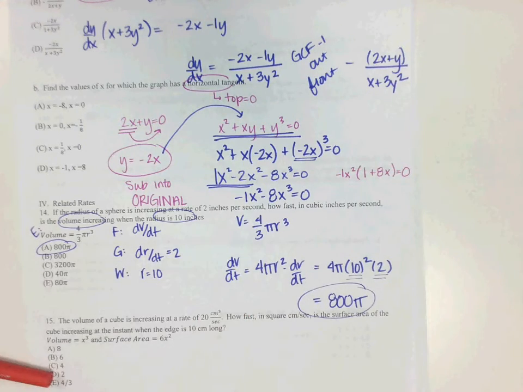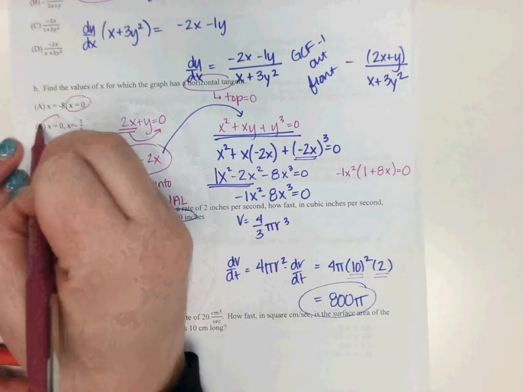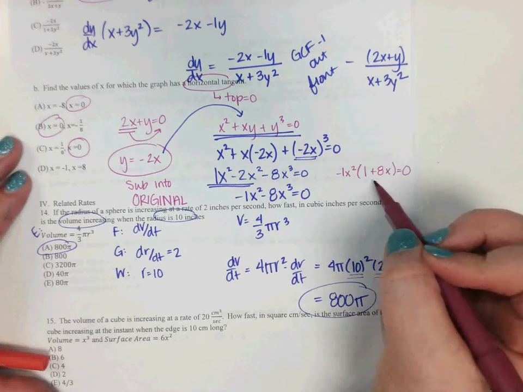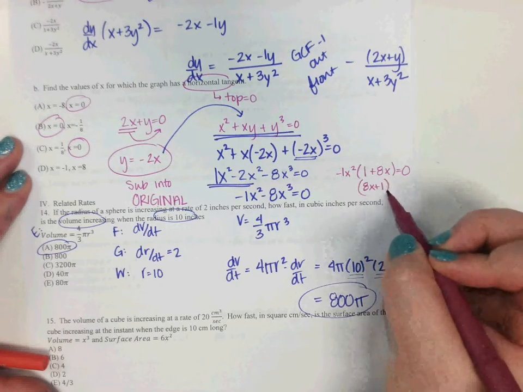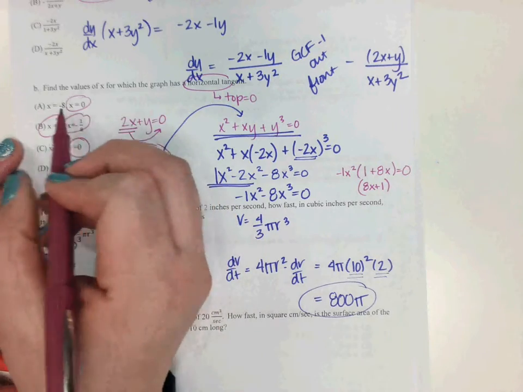So if an x was left in the front, what's my first solution? 0. So I know I need a 0 in my answer choice. Then out of the second two, if you don't like that order, make it an 8x plus 1. It's the same thing. It doesn't matter. So if it's 1 plus 8x, that's the same as 8x plus 1. What fraction do I want? An eighth or negative an eighth or negative 8? Negative an eighth. So it has to be that one.